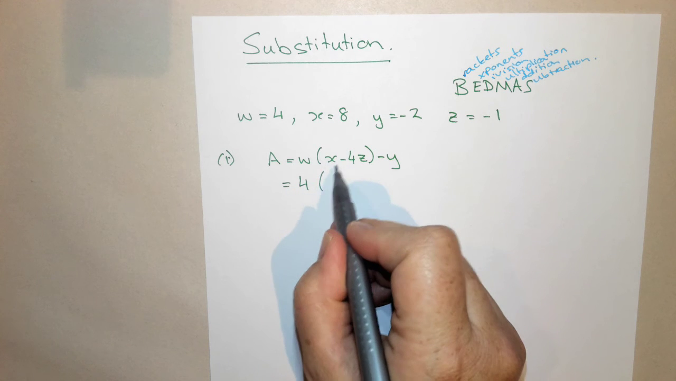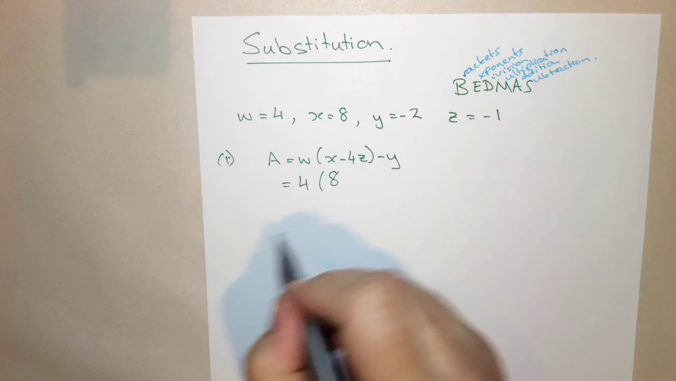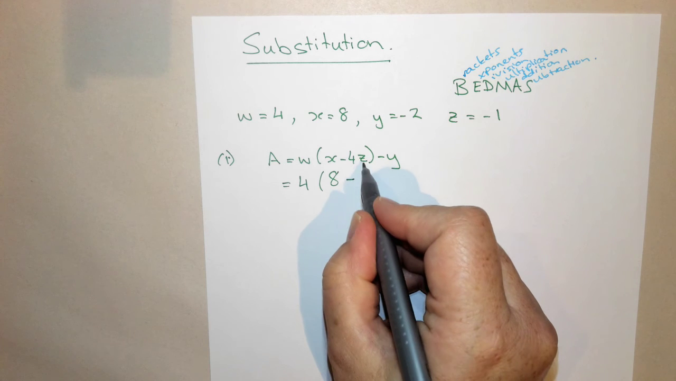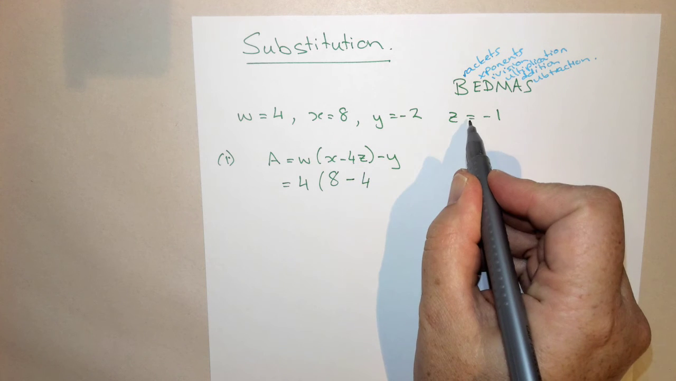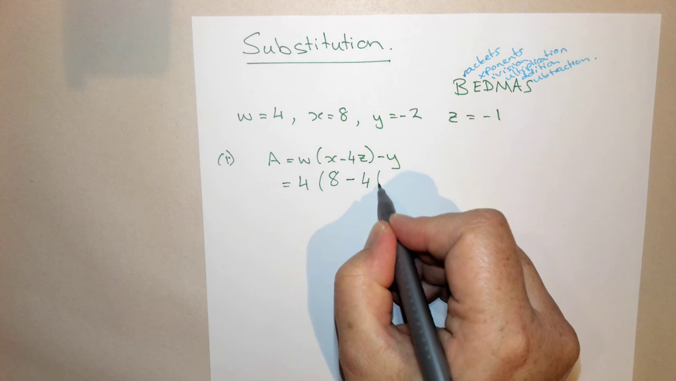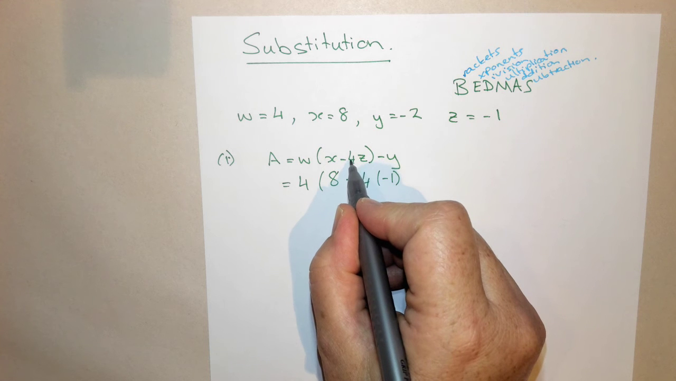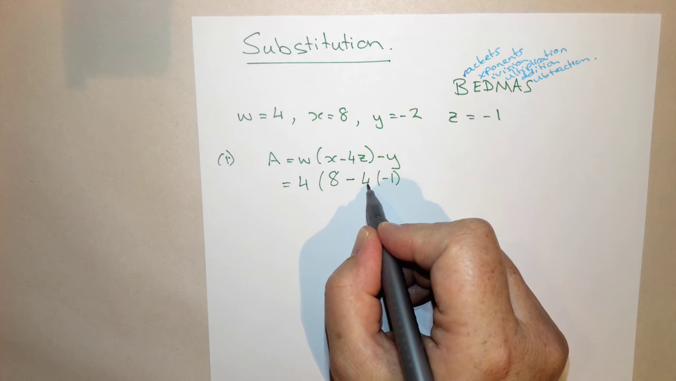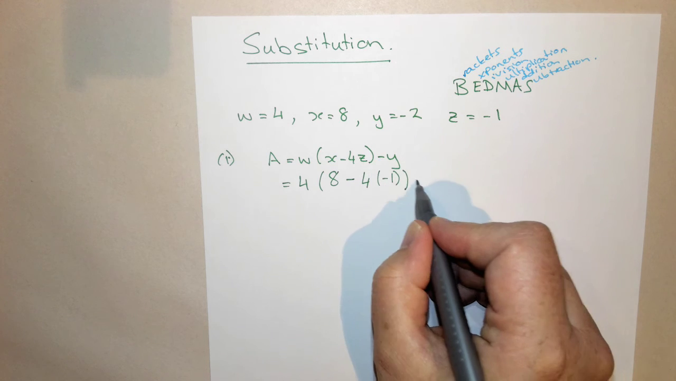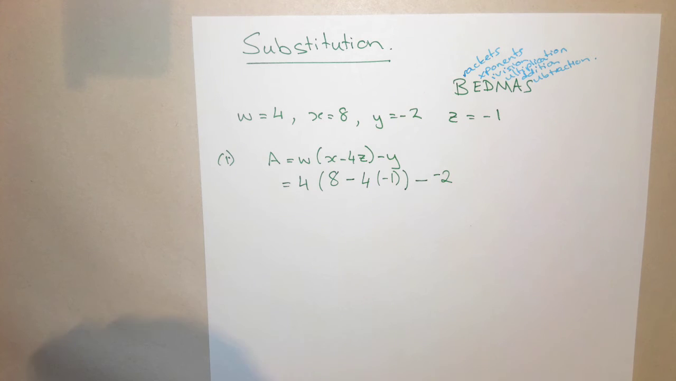So I can substitute in W for 4 and write a 4 there. Now X, well, what is X? X is also the number 8. So I'm going to replace an X with the number 8. Minus 4, and instead of the Z, I'm going to write down Z is equal to -1. So I'm going to put just an extra set of brackets because I need to remember that I'm multiplying by -1. This means 4 times Z, so I need to do 4 times -1. Then I'm going to subtract the value of Y from that, and Y is equal to -2.